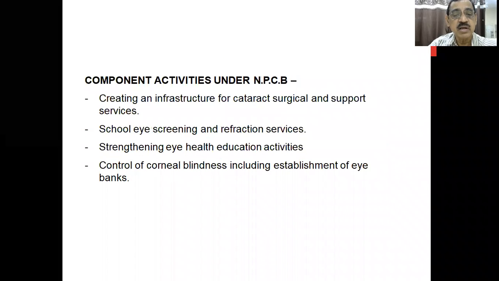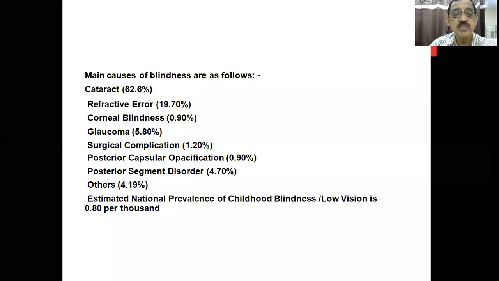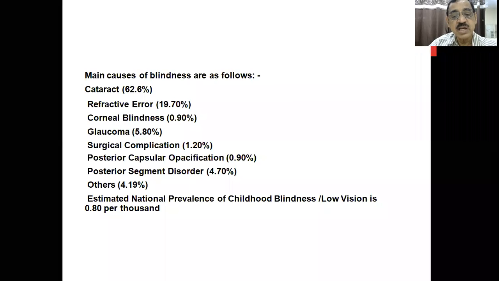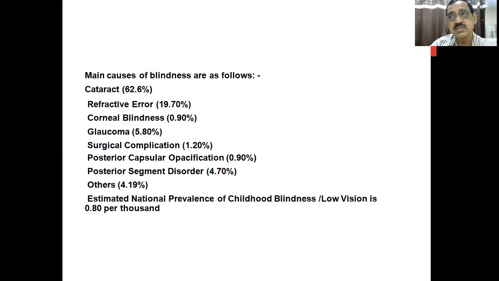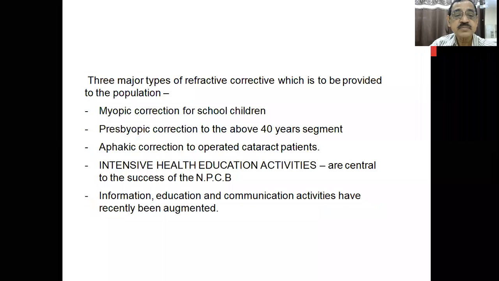We have already gone through all this, and the main causes of blindness also I told you: cataract, refractive errors, corneal blindness, glaucoma, surgical complications after surgery, posterior capsular opacification after cataract surgery, posterior segment disorders, which I have already mentioned, and others, the congenital abnormalities, all these come under that. Goals and objectives also we have seen yesterday.